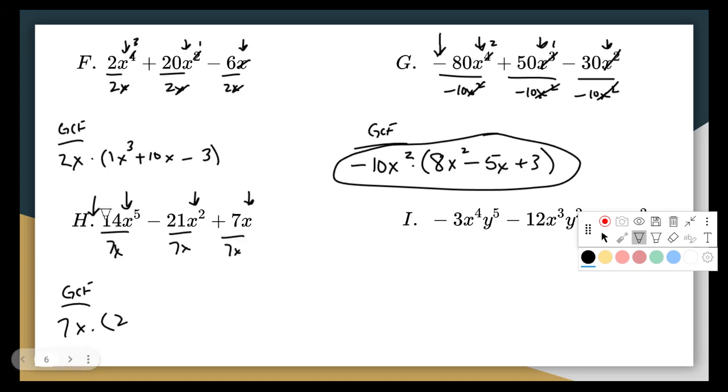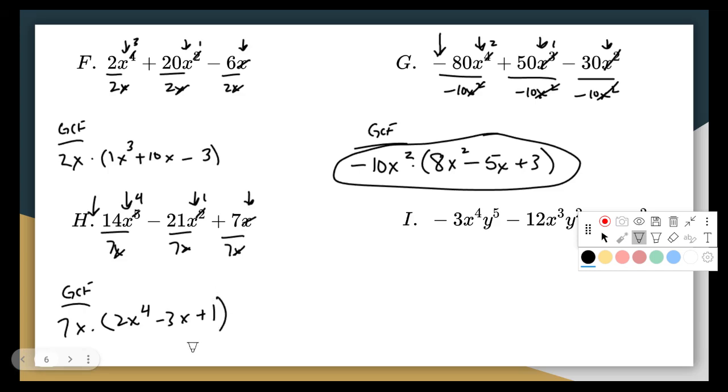14 over 7 is 2. 5 powers of x up top. 1 on the bottom, 4 are remaining. Negative 21 over 7 is negative 3. 2 powers of x up top, 1 on the bottom, 1 left. 7 over 7, that's 1. 1 power of x up top, 1 on the bottom. They knock each other out.